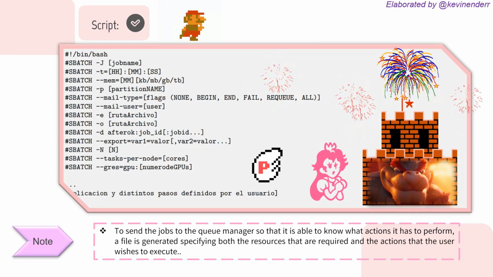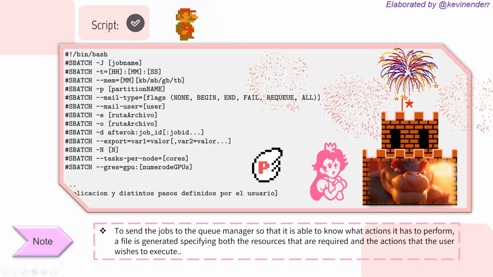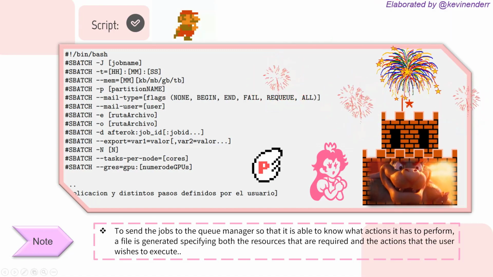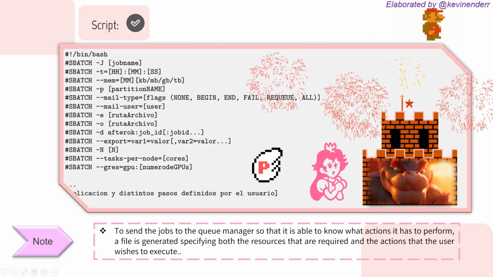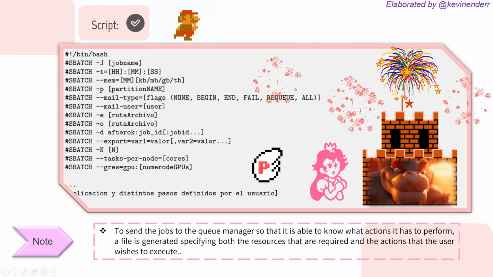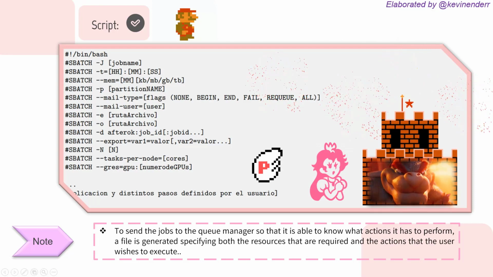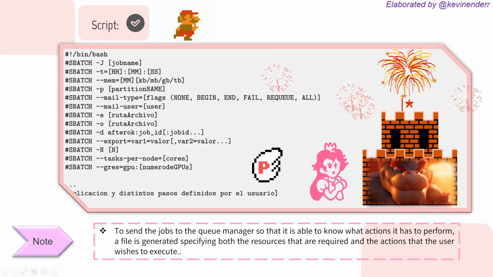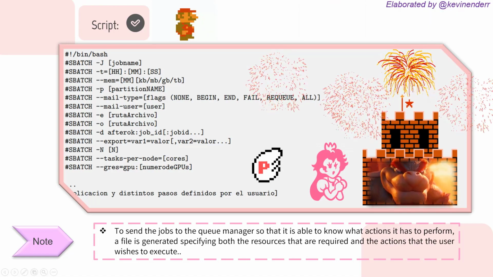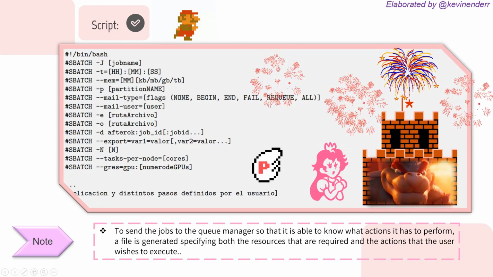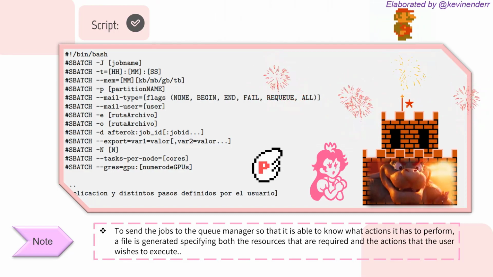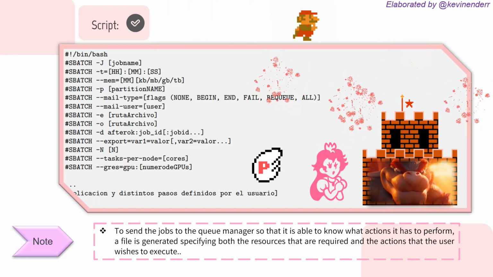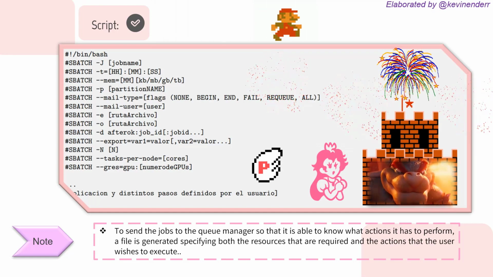Next line, okay. Export var1, var2. In this line, it assigns the values specified in the variables var1, var2, etc. as environment variables in the execution of the script. Well, normally I don't use this option in my script, but if you are interested, you could check out the Slurm homepage in a bit more detail.